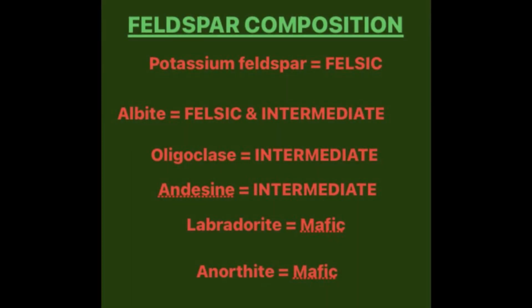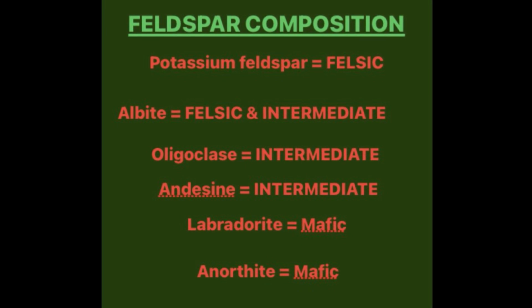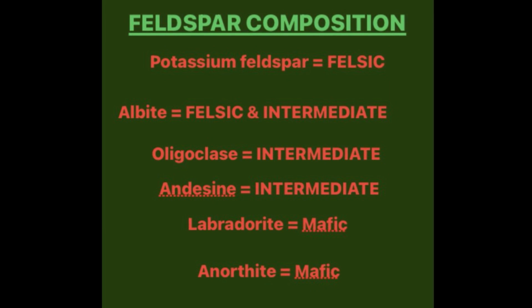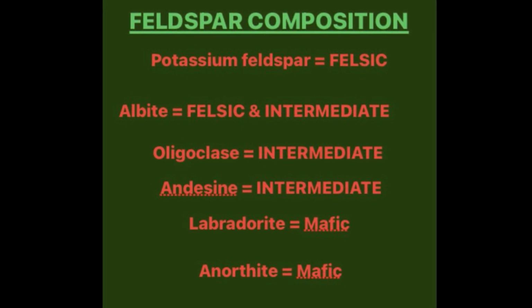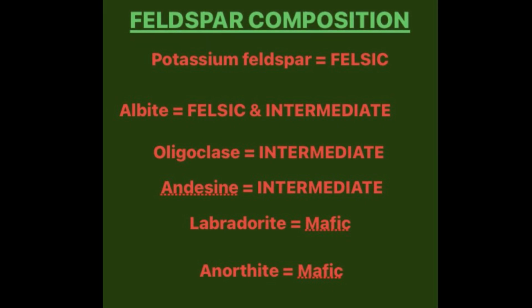Potassium feldspar is almost always found in felsic rocks. Albite can be found in both felsic and intermediate composition rocks. Oligoclase and andesine usually show up in intermediate composition rocks. And labradorite and anorthite are almost always found in mafic rocks.